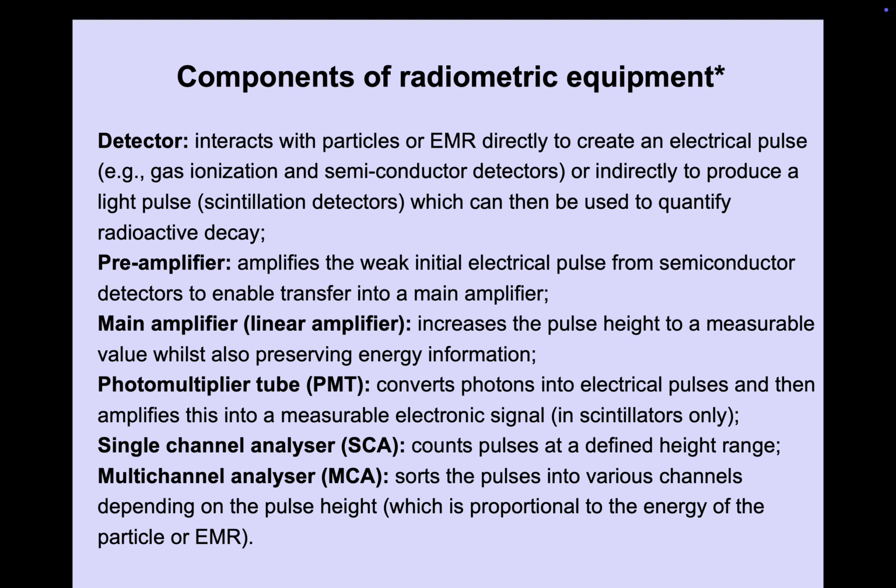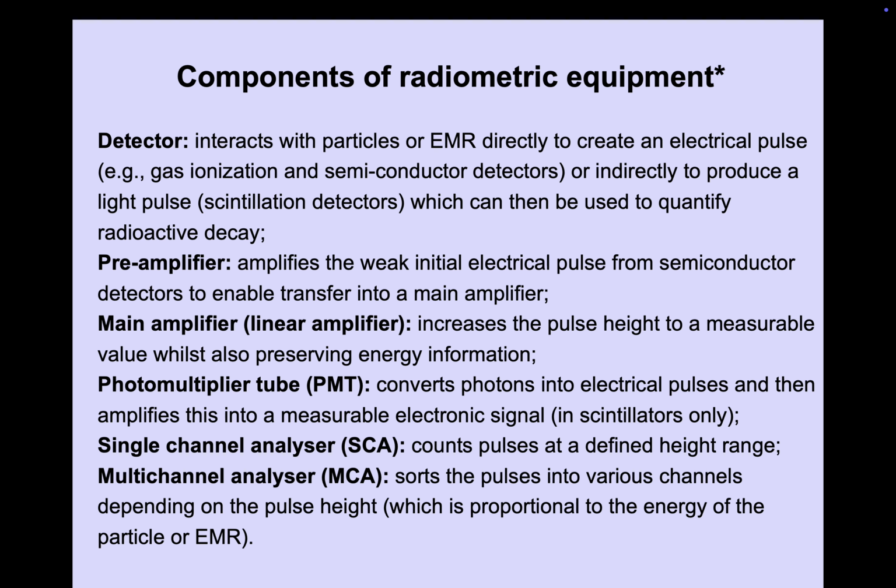Then in scintillators, we often have this photomultiplier tube. What this is going to do is convert energy from the photon that's just come from the interaction of the radiation with another material, and convert that photon into an electrical pulse. Then we can have that amplified into a measurable electronic signal within the photomultiplier tube, and we'll show you how that works in later lectures.